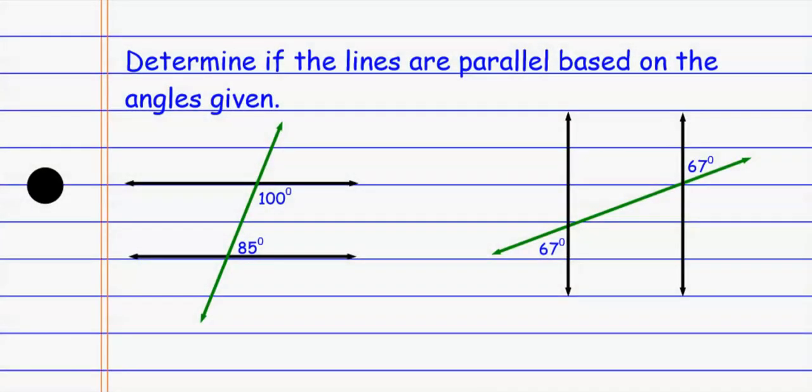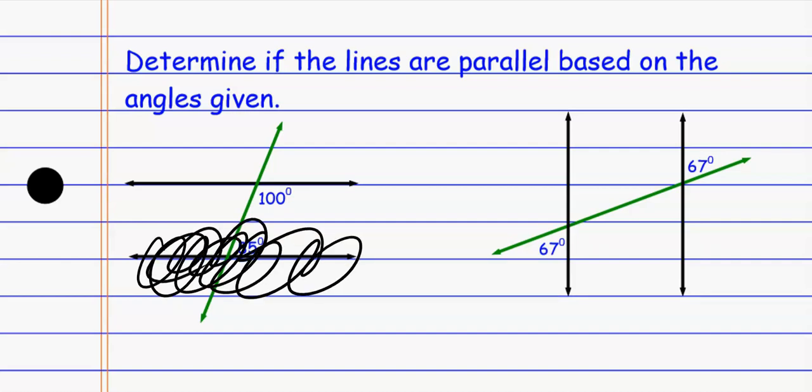This one says determine if the lines are parallel based on the angles given. So this time I want to look at the angles and see if they're parallel based on what I have. And once again, just look at each of these sets separately. If I ignore this guy for a second and only look at that top set, I could even ignore this piece. Look at these guys and say, hey, these make a line, so these are supplementary angles, okay?